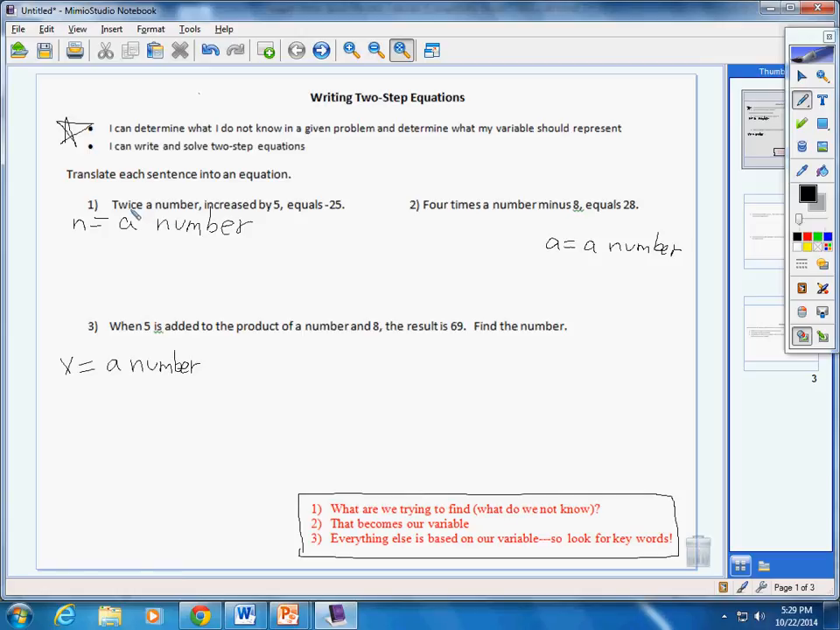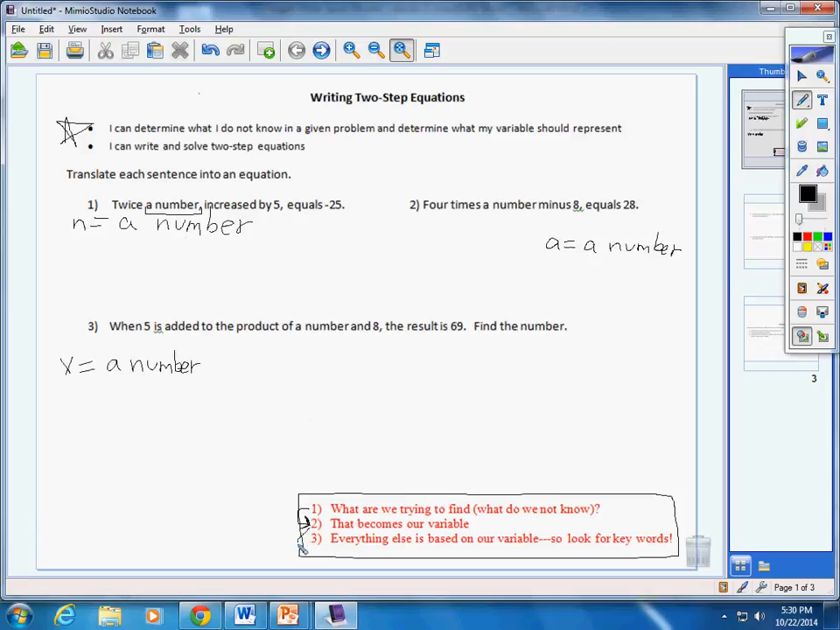In number 1, it says twice a number. It doesn't tell us what number, it just says a number. And since we don't know that number, guess what number 2 says? That thing that we don't know that we're trying to find, that becomes our variable. So as I've already written here, I just chose n. You can choose any variable you want. I defined what my variable represents. I said my variable n represents or equals a number, because in this situation, that's what I don't know. I don't know what number we're talking about. So n is a number.